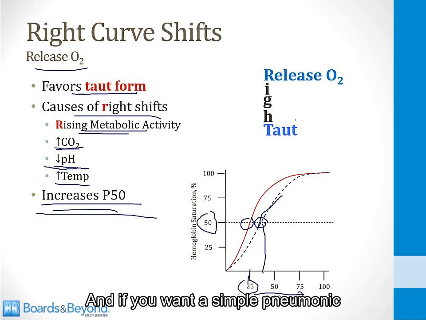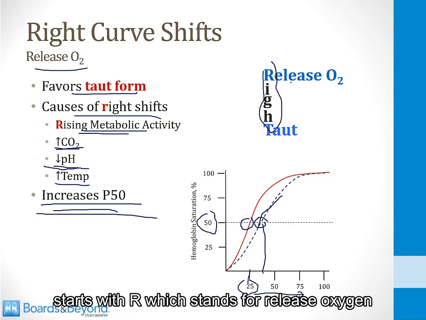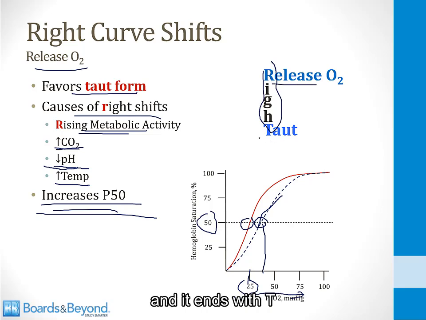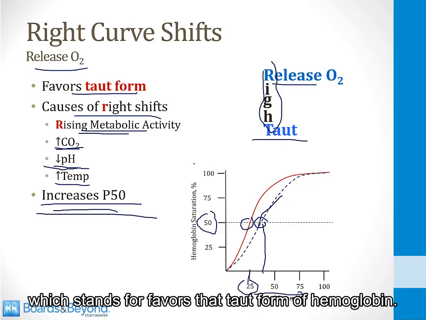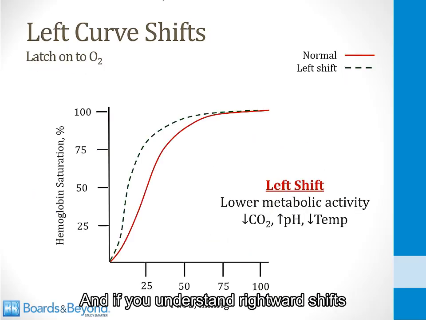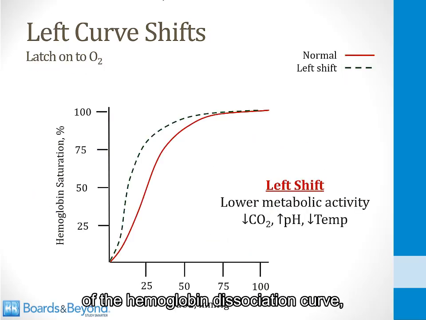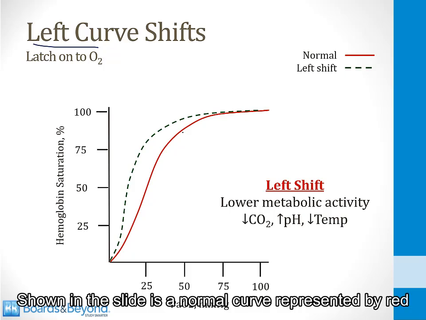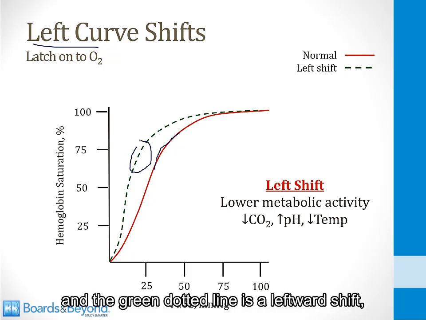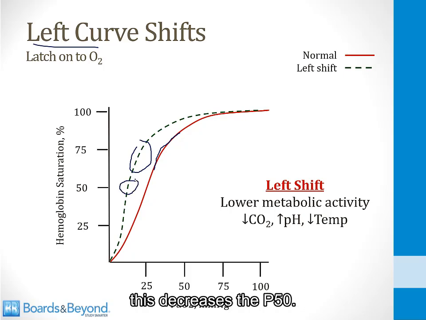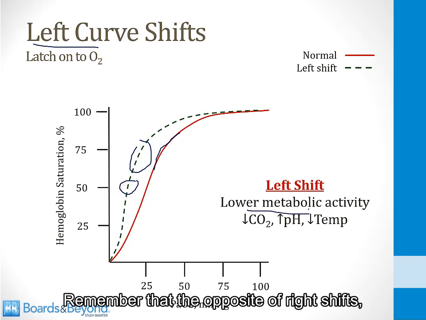And if you want a simple mnemonic to remember all these things with, just remember that the word right starts with R, which stands for release oxygen, and it ends with T, which stands for favors the taut form of hemoglobin. And if you understand rightward shifts of the hemoglobin dissociation curve, it's very easy to understand left shifts. They are the opposite. Shown on the slide is a normal curve represented by red, and the green dotted line is a leftward shift. This decreases the P50, and left shifts occur anytime there's lower metabolic activity. Remember, they're the opposite of right shift.